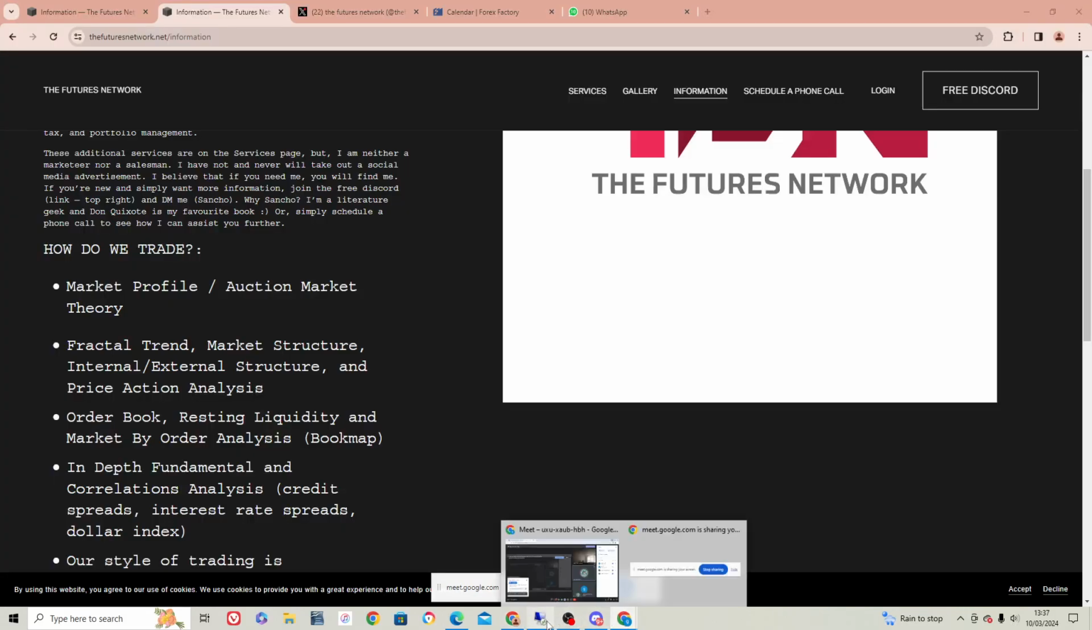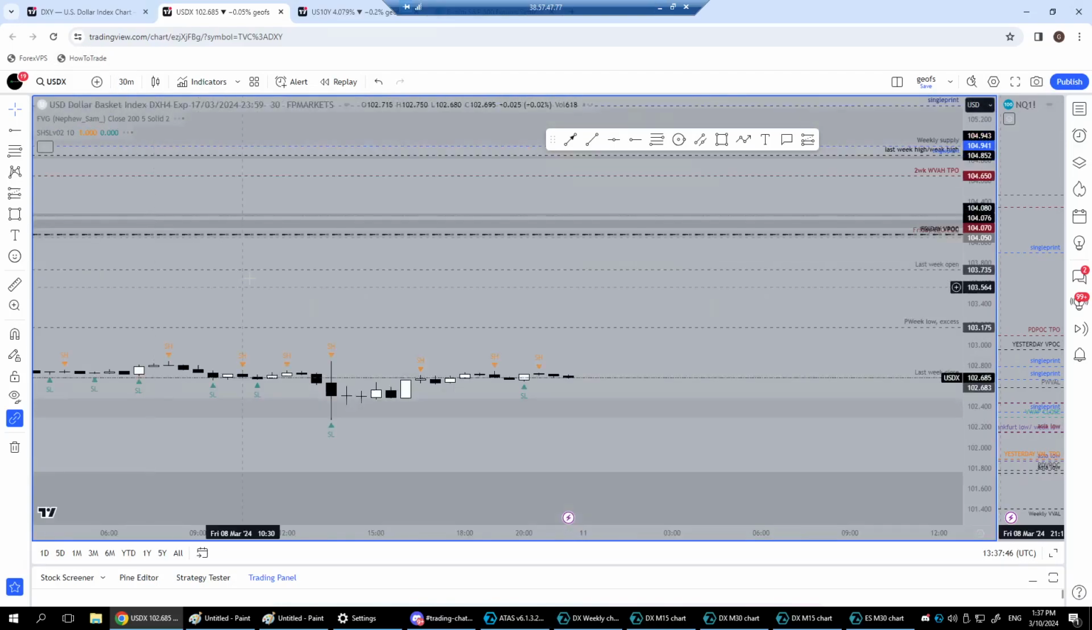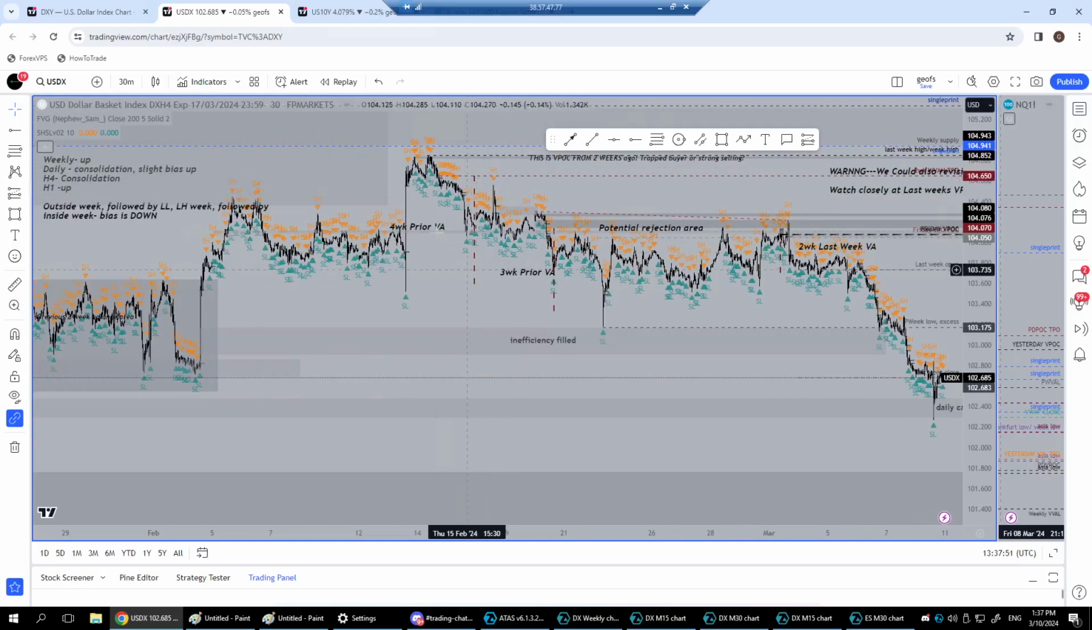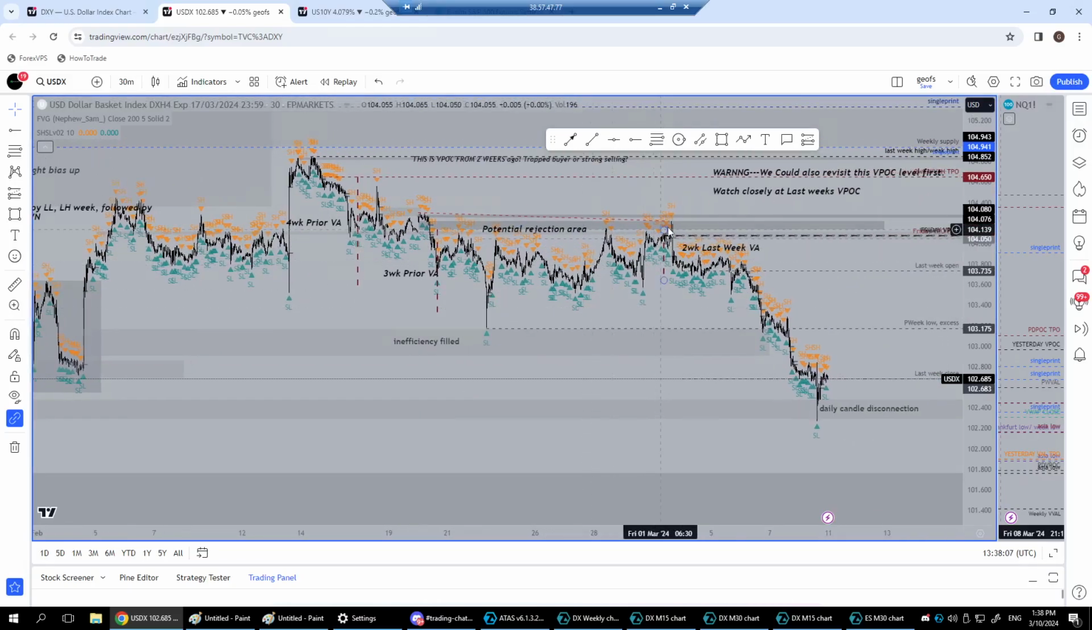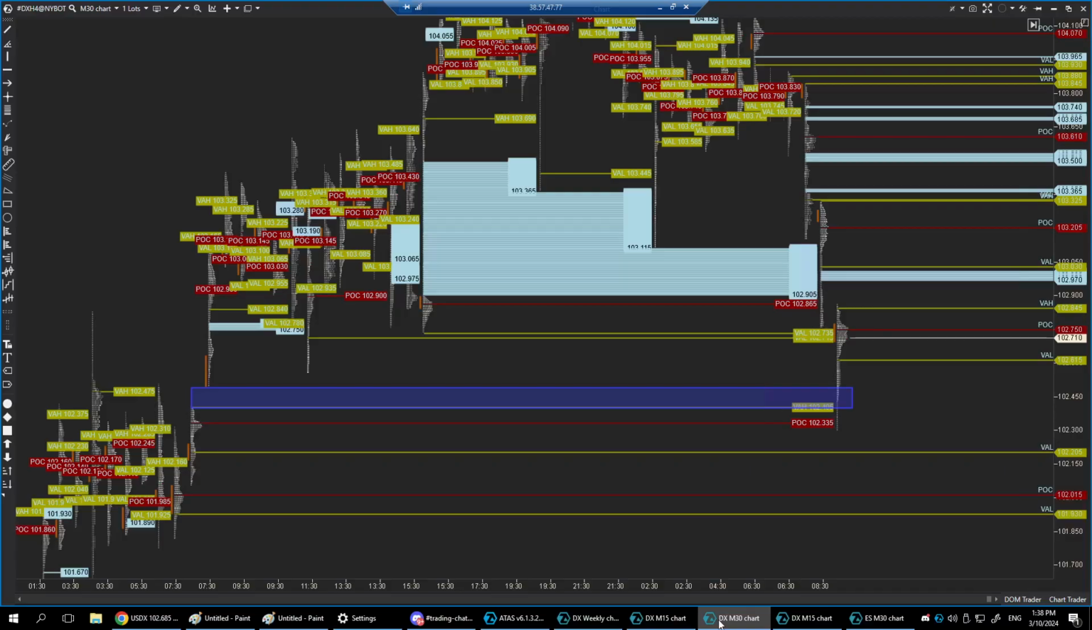For example, the dollar. Okay, we noted 4 weeks ago this value area, and then 3 weeks prior we noticed a lower value area with a lower low, lower high. Then 2 weeks ago an inside week, which is a continuation pattern. So we know the market's going to be bearish, and it was, and it filled this inefficiency, and then went in to fill this gap, which was all predicted.